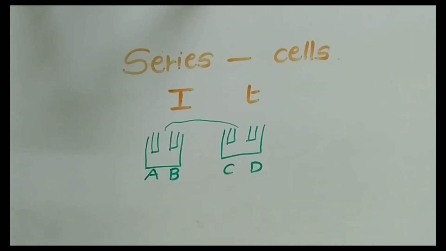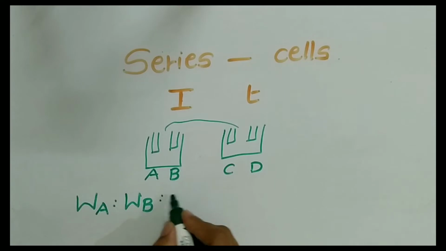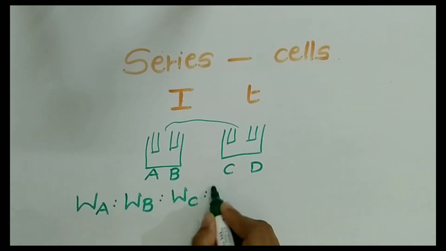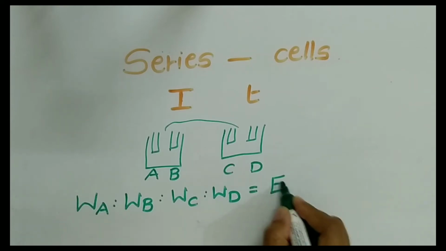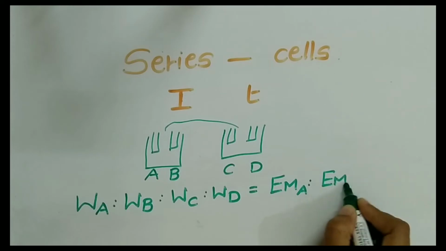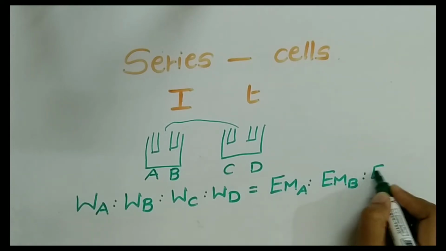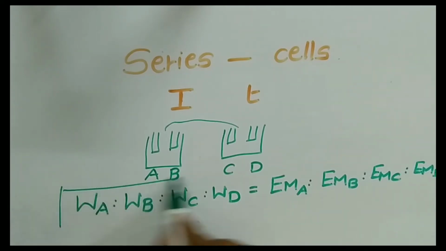So Faraday's second law tells us that weight of A : weight of B : weight of C : weight of D is equal to equivalent mass of A : equivalent mass of B : equivalent mass of C : equivalent mass of D. This is Faraday's second law.